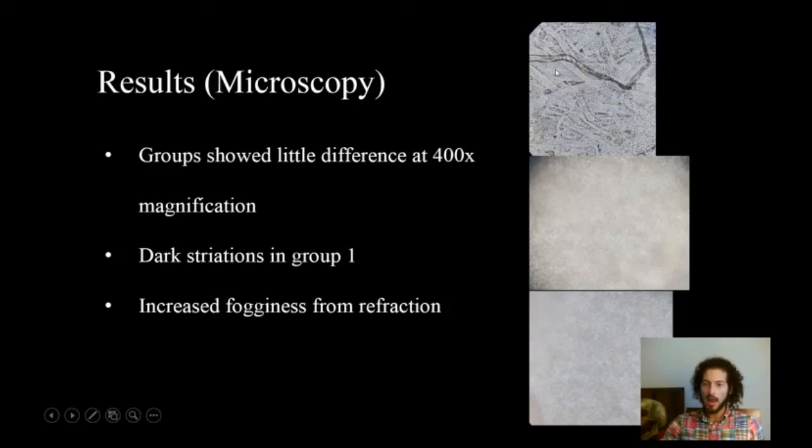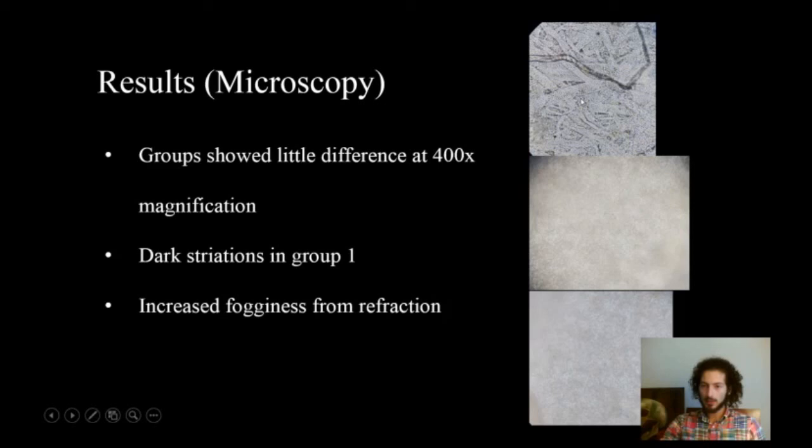And there's also this cellular structure that appears to be the remnants of dead yeast cells that have been incorporated into the pellicle. In the other 2 groups, since they were thicker, there was a lot more refraction and it was harder to get a clear picture on them.